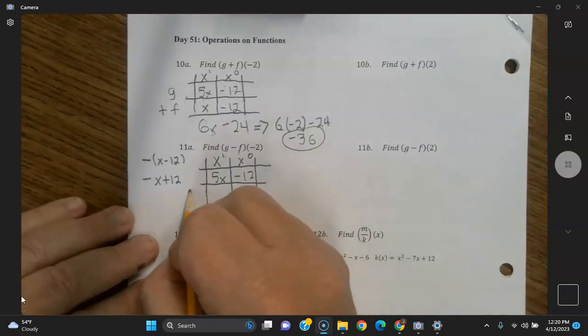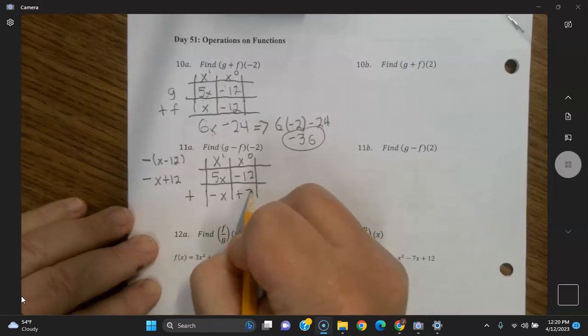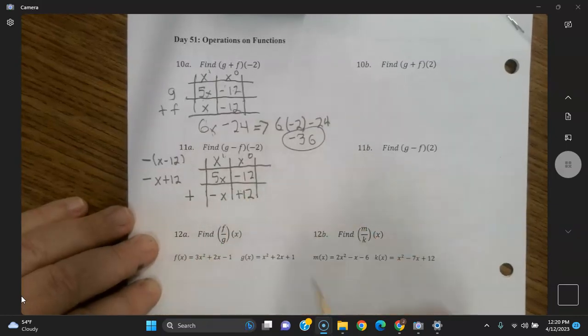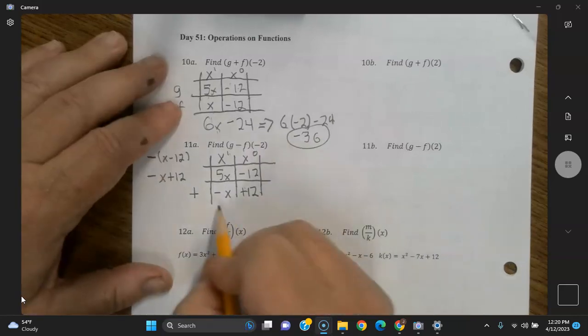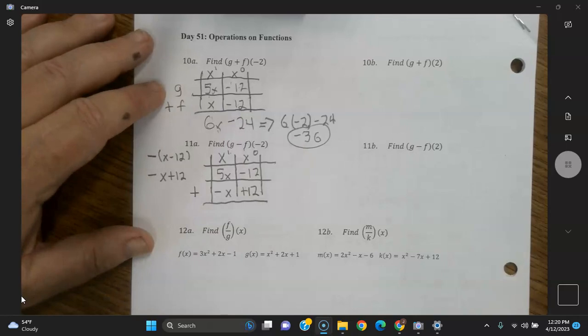Okay, so I'm going to put a plus sign here, minus x here, plus 12. You may say that doesn't really make the problem easier, but sometimes it really does. I think adding is better. Adding a negative is better than subtracting.